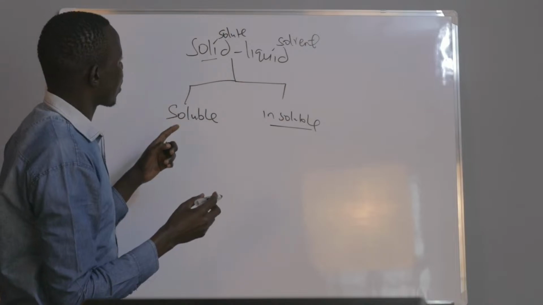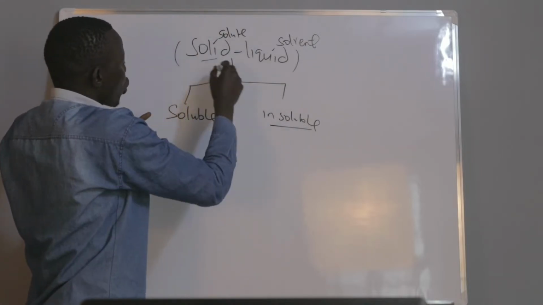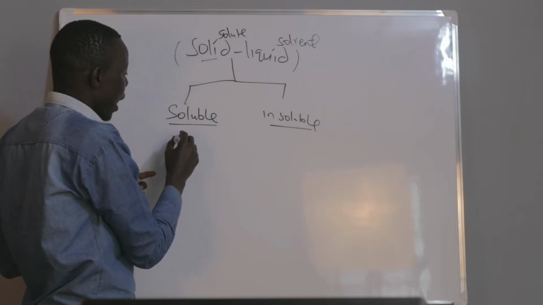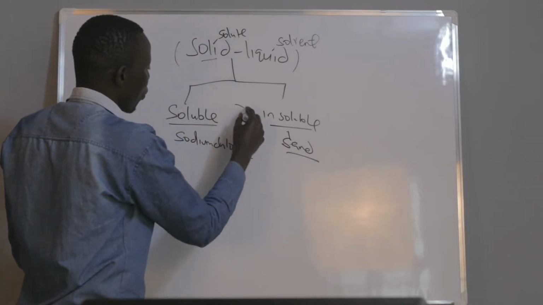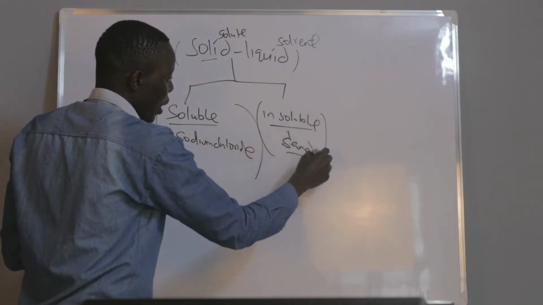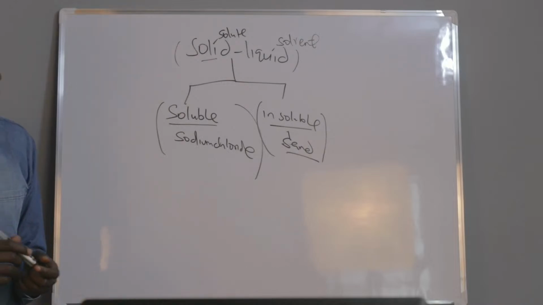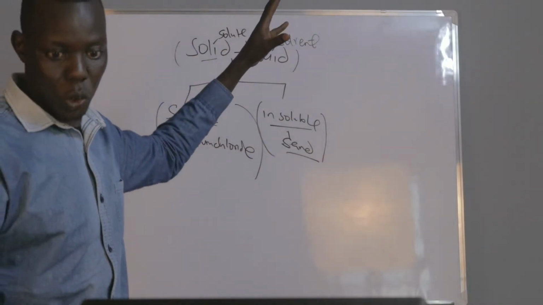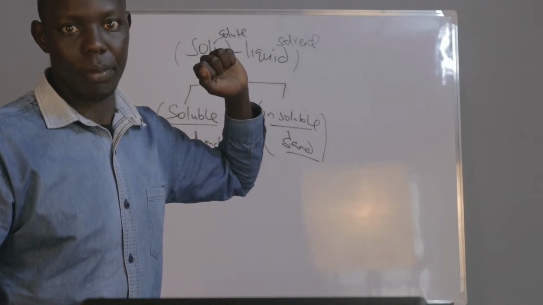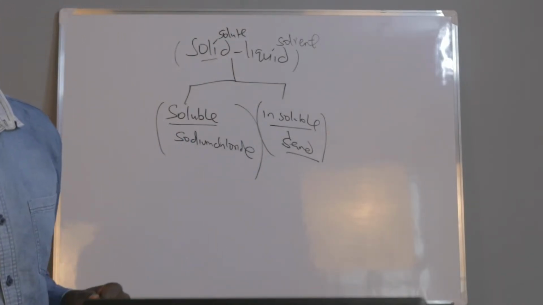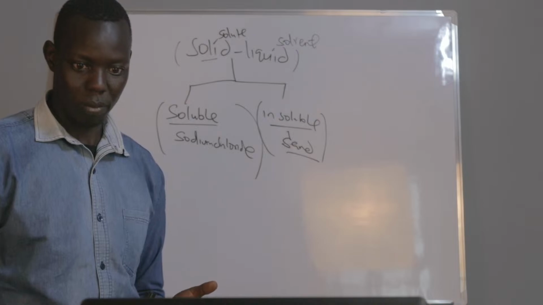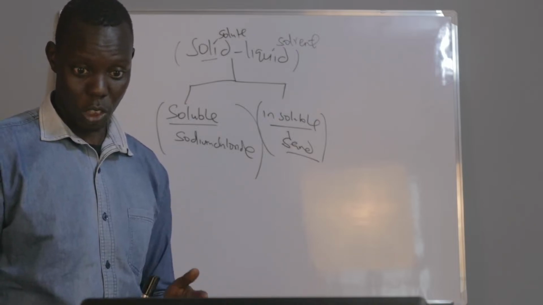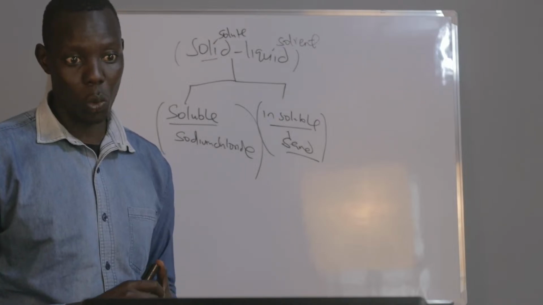Now, sometimes the solute is soluble like sodium chloride, or insoluble like sand. If it is soluble, we have to apply a different method of separation. But if it is insoluble, let's start with that because it is the easiest. If the solid is insoluble, what can we do? We simply apply methods like decantation and filtration. Those are the two that we can use. You decant or you filter.